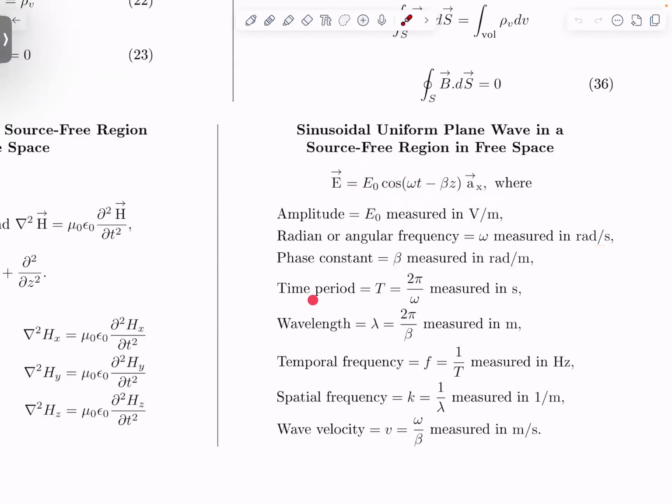So for a sinusoidal waveform like this, to see how fast the wave is moving, all we have to do is take the temporal radian frequency and divide that by beta, the phase constant. We get the wave velocity, and it's measured in meters per second. Okay, so that is also in the formula sheet on page 4. You can see that. And so sinusoidal waveforms is what we discussed in the last class. And at the end of the class, we also talked about phasor transform.